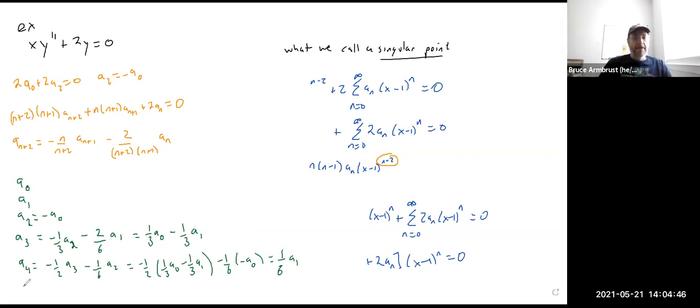So let me just do one more, but I think you kind of see how this plays out. So now a5, plug in the 3 here. So we get minus 3 fifths a4. And then plugging in the 3 here gives us minus 2 20ths, which is minus 1 tenth a3. Okay, so that's going to be minus 3 fifths times 1 sixth a1 minus 1 tenth times 1 third a0 minus 1 third a1, which if I put that all together, I'm going to get minus 1 30th a0. And then I get 1 30th minus 3 30ths. So that's minus 2 30ths. I think that's minus 1 15th a1.